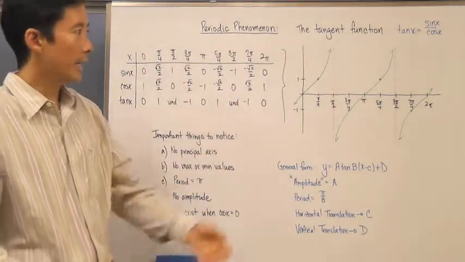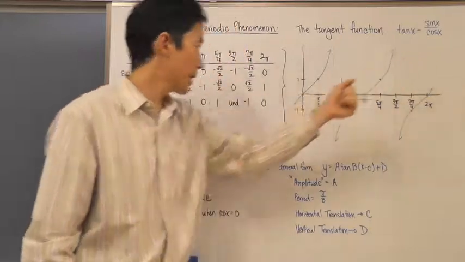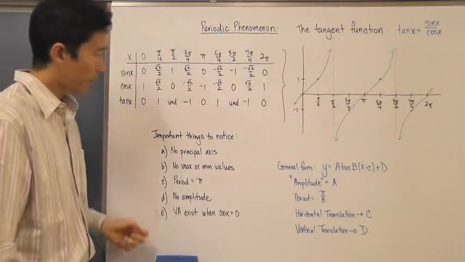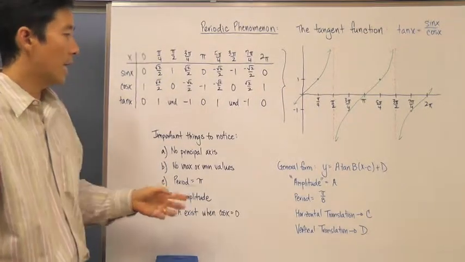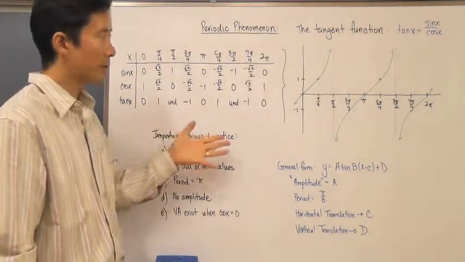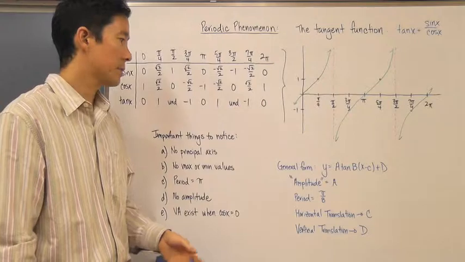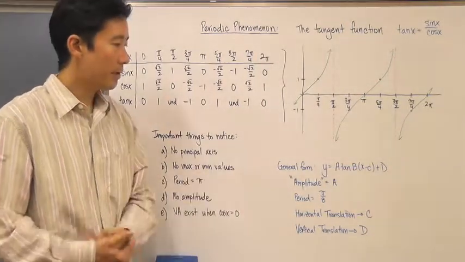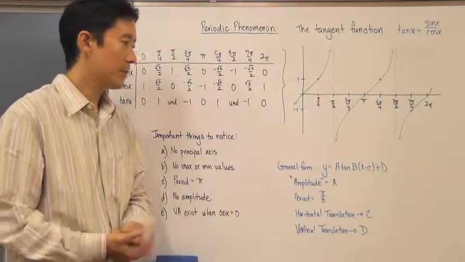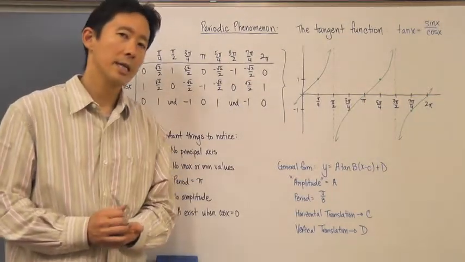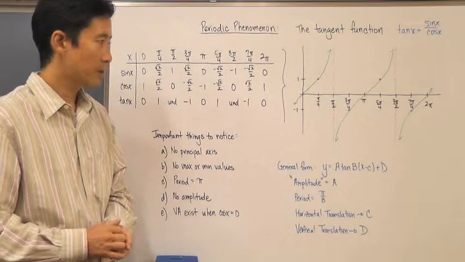Tangent function, again, based upon the values of sine and cosine. Notice that there are some very important things to notice because it is different from the sine and cosine values and the sine and cosine graph, as well as the functions themselves. And notice that there are some similarities with the general form, but there are some differences because we're talking about the tangent function instead of the sine or cosine function.